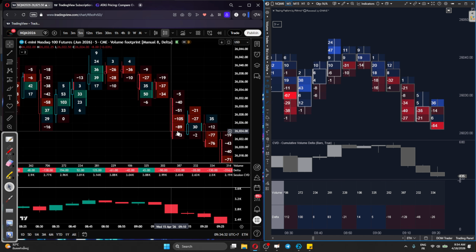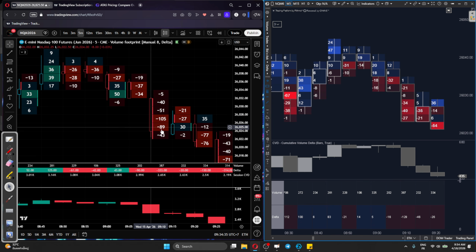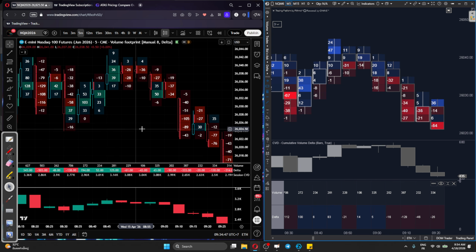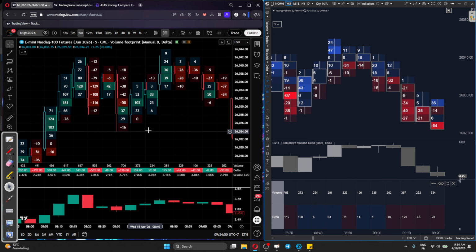I'm just having a quick look at this candle, minus 105, minus 89. Again, the numbers aren't even close. And minus 129 negative delta versus minus 333. It ain't right, okay? That's clear. Okay, we're done with that. We're done with that for sure.